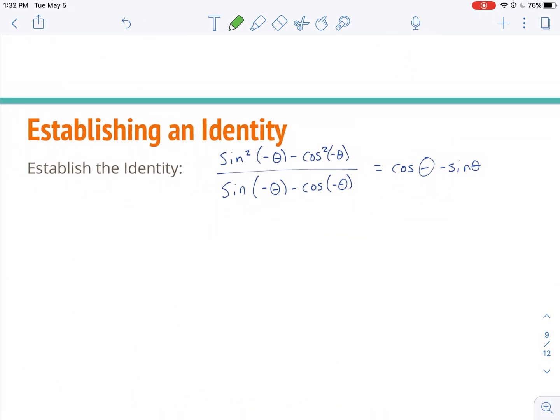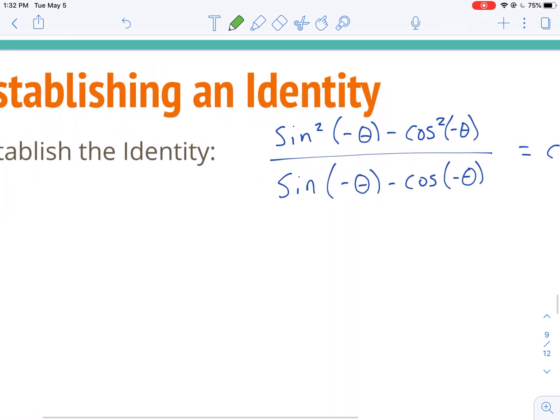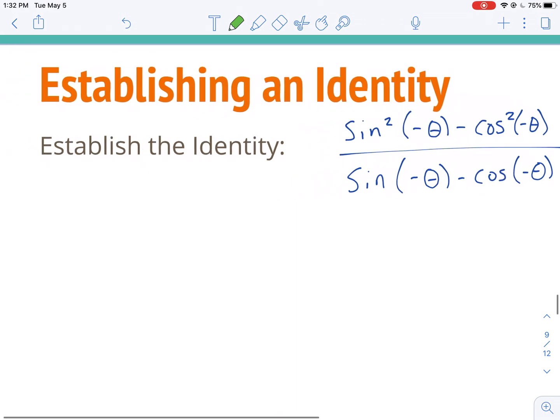All right, so now we've got to establish the identity: the sine squared of theta minus the cosine squared of theta, over the sine of negative theta minus the cosine of negative theta, is equal to the cosine of theta minus the sine of theta. The first thing we can do: we've already established from the previous slide that the sine squared of negative theta is the exact same thing as the sine squared of positive theta. I'm not going to go through that proof again.